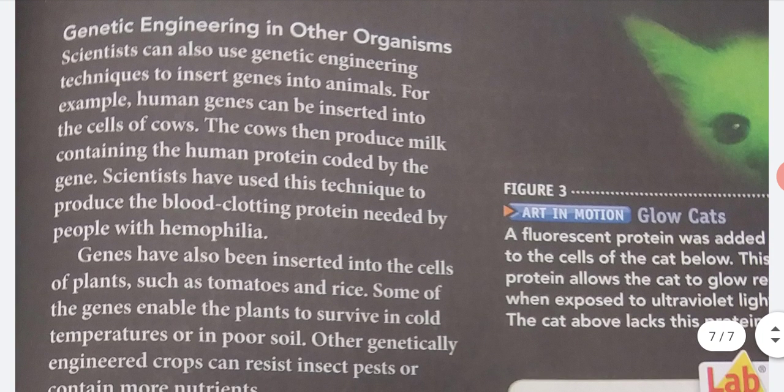Genetic engineering in other organisms. Scientists can also use genetic engineering techniques to insert genes into animals. For example, human genes can be inserted into the cells of cows. The cows then produce milk containing the human protein coded by the gene. Scientists have used this technique to produce the blood-clotting protein needed by people with hemophilia.